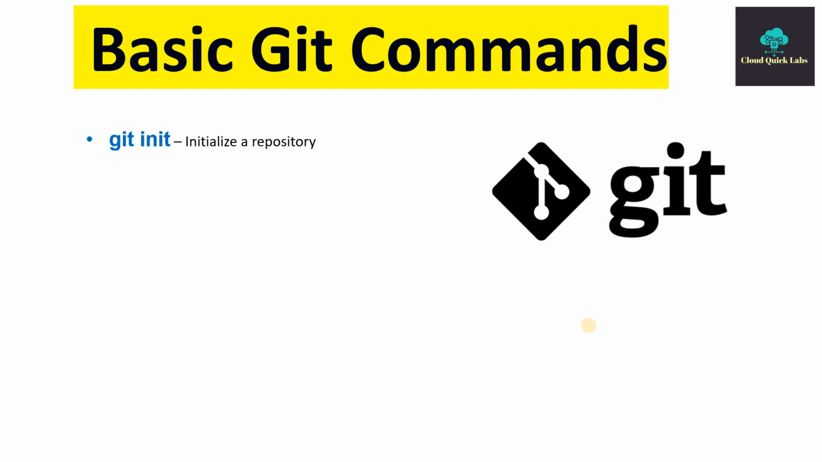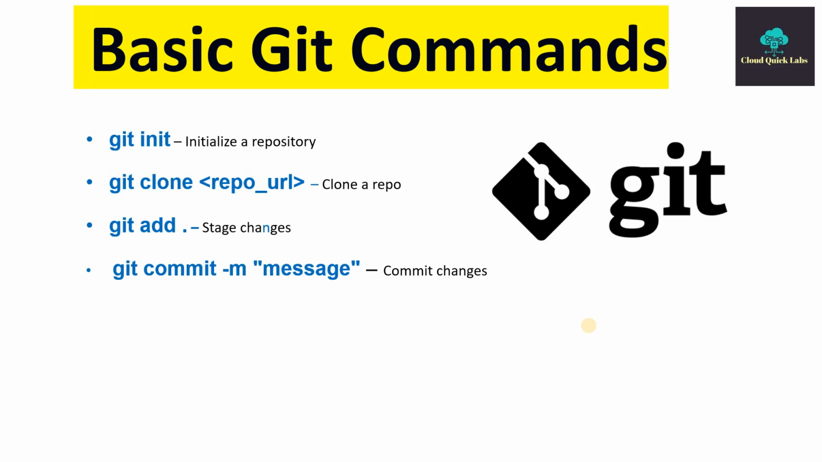Under the hood, when you use VSCode, in the backend they are still using the git commands only. That is, git init basically initializes the repository. Git clone will clone the repository. Then git add basically stages the changes. Git commit -m messages will commit the changes. So basically this is what we have seen of the git commands.